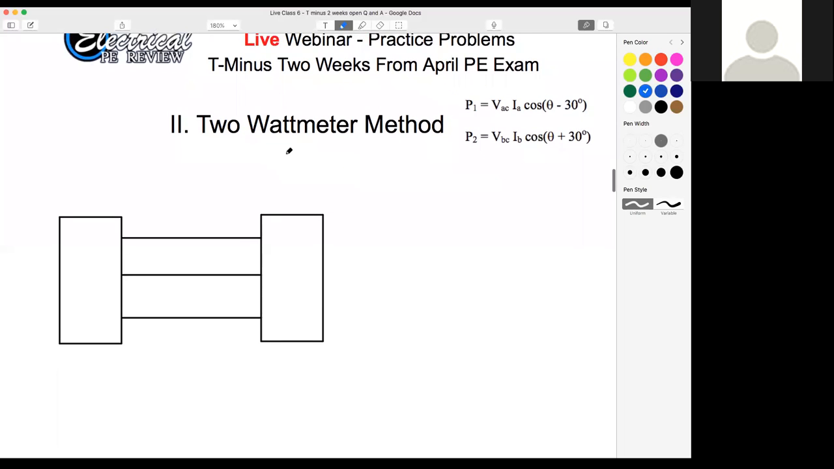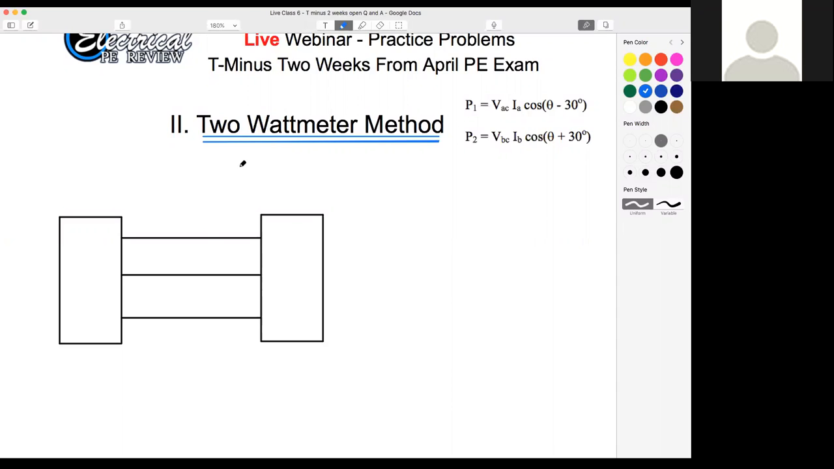So who can tell me in the chat, is the 2-watt meter method for a balanced system or an unbalanced system? Trick question. Go ahead, let me know directly in the chat. Is the 2-watt meter method for balanced or unbalanced? Catherine, I agree with you. Wait, I'm sorry, I spoke too soon. Katie, I agree with you. It can be either. So it doesn't matter, right? That's the beauty of the 2-watt meter method.